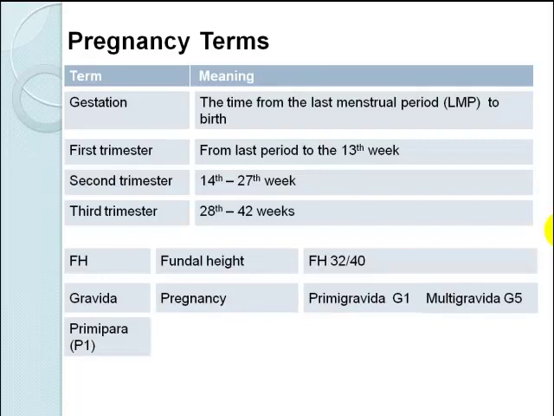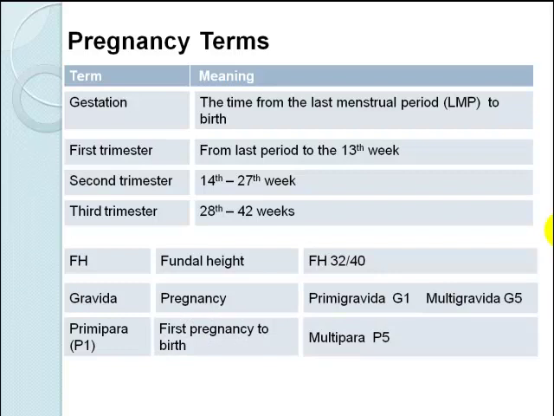Primipara, or P1, relates to the first pregnancy to birth. Multipara, as for example P5, would imply that you've given birth to 5 children. And if you saw the abbreviation G3P2, that would refer to gravida 3, so you've had 3 pregnancies, para 2, but only 2 to birth.